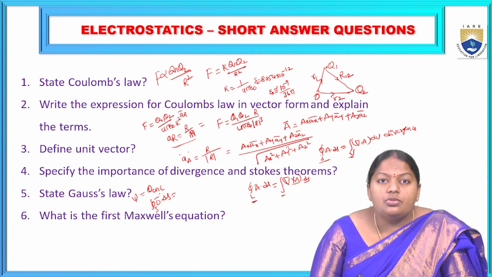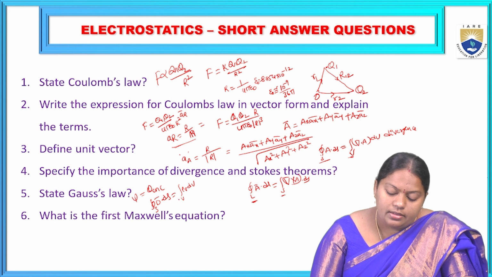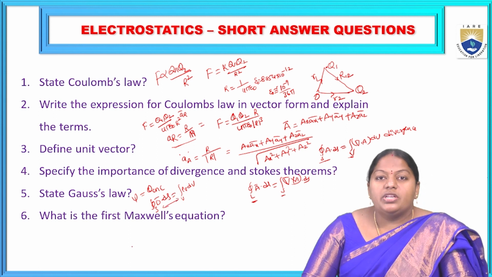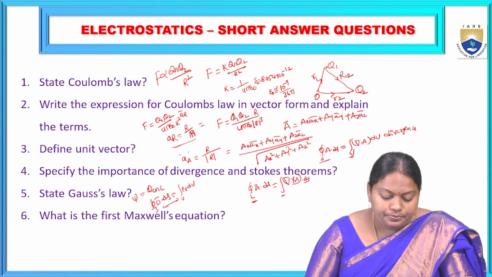So flux passing through a given area is represented with a density, that is D dot dS, which is equal to the charge enclosed, that is integral over V of rho_v dV. So if we close the line, then it becomes a volume. Here we can consider this principle as the divergence theorem.